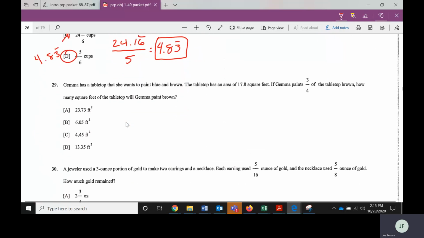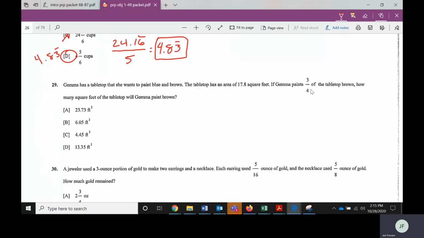This one's going to be a little faster. They have a tabletop that she wants to paint blue and brown. Tabletop has an area of 17.8 square feet. She wants to paint 3/4 of the tabletop brown. How many square feet will she paint brown?